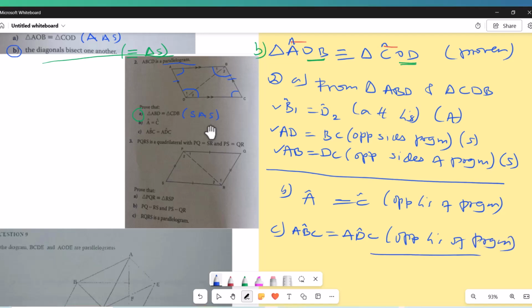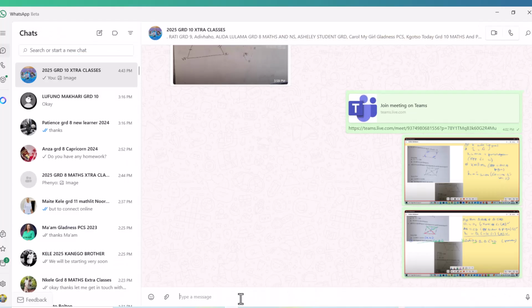Hope we are together, guys, now? So you see here the best answer, part B, was to use the triangles which are congruent. Then on part C, use now opposite angles of parallelogram. Are we together? You can check on the group chat, guys. I'm sending it now. You can check it there, and then you can proceed to write it down.